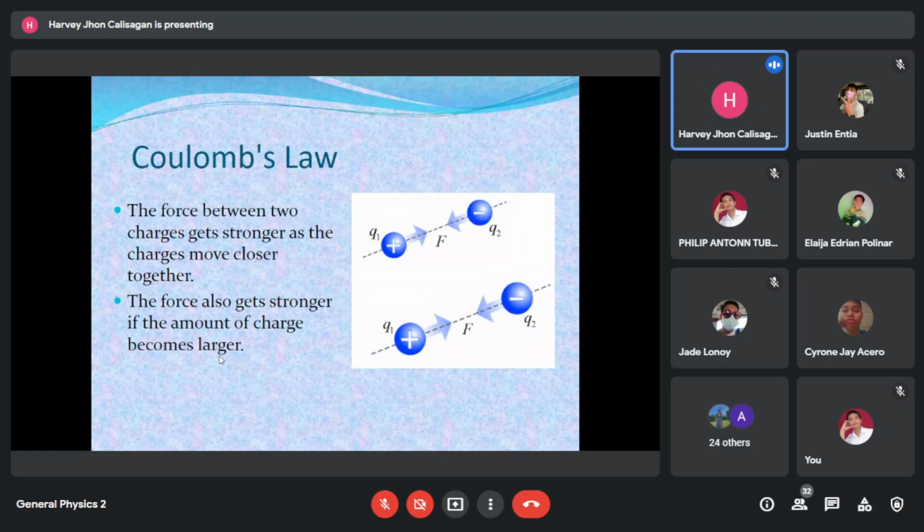Why? Because as the charges get stronger, it means that the force is also stronger. If those charges have a very large amount, it will affect the force as well, because the force is very dependent on the charges. So the more charges you have, the stronger the force. The lesser the charges, the lesser the force.